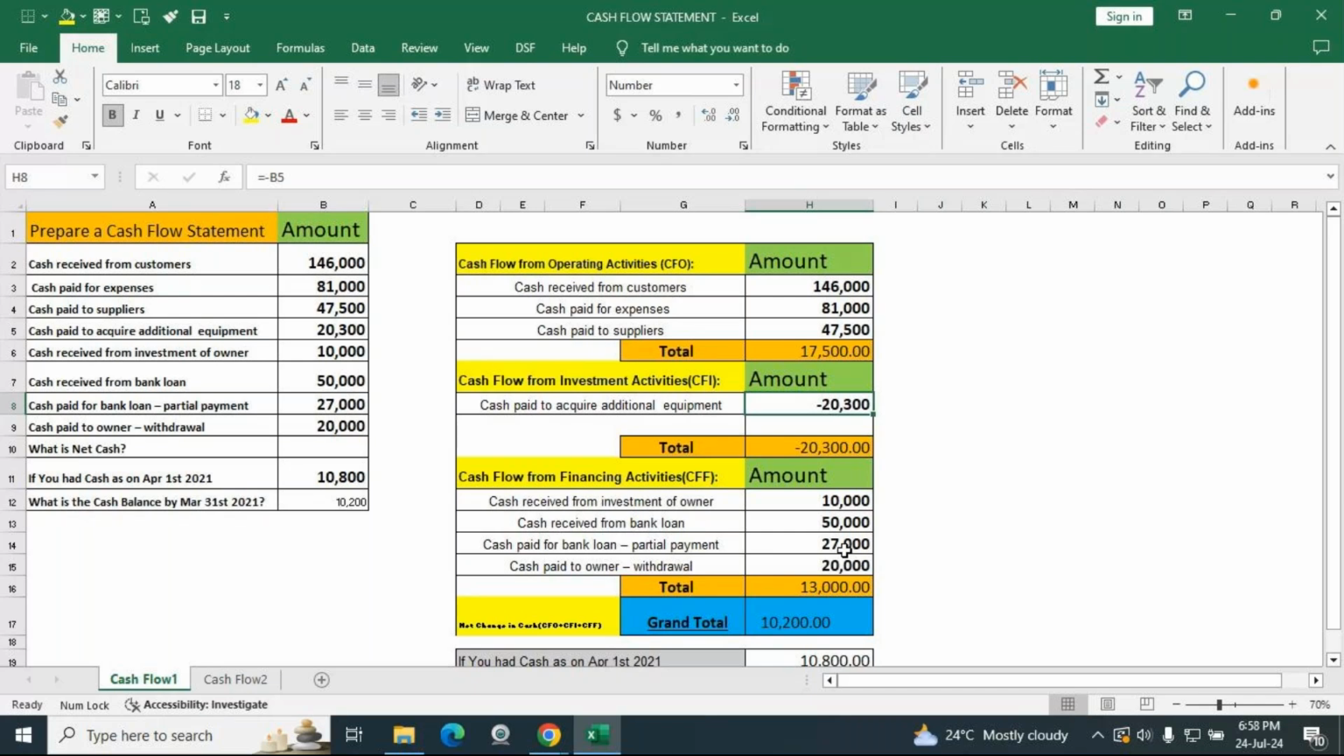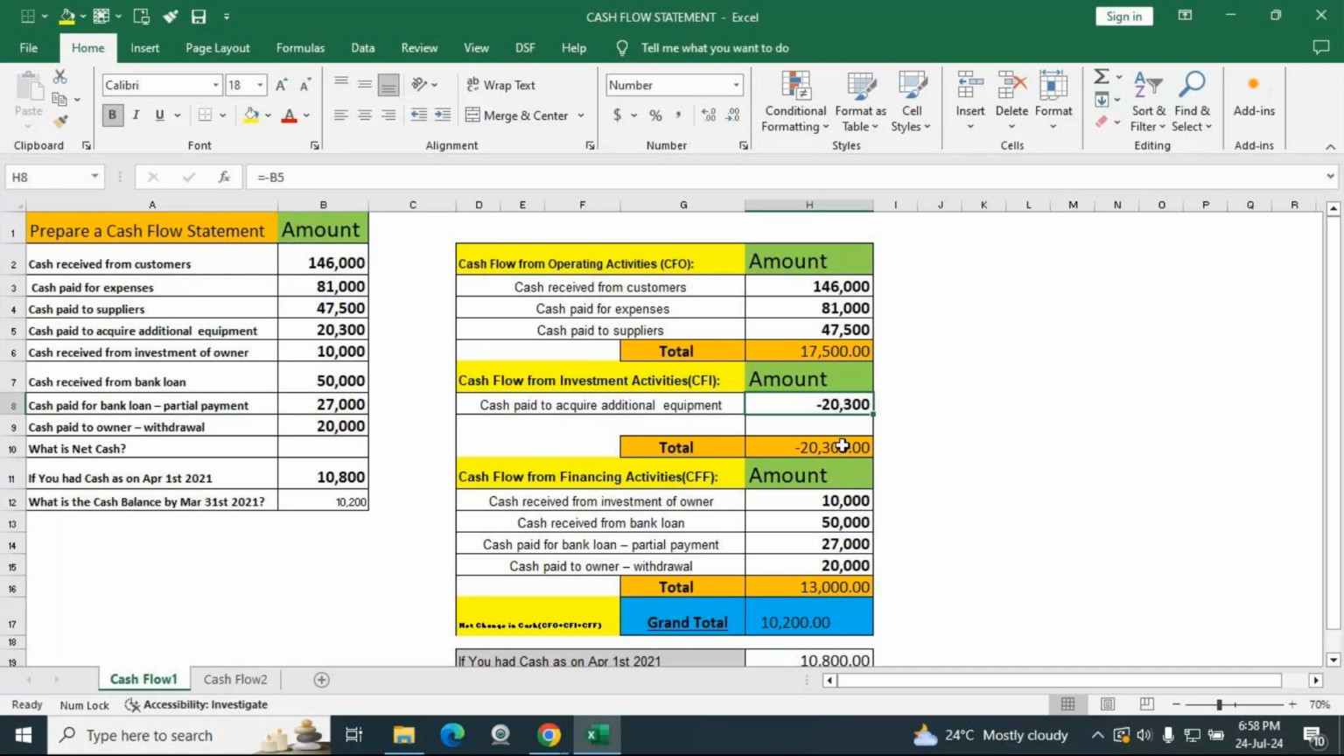Again, cash paid to the owner, whoever has done the investment. So I am making an investment in the share market. Once there is a profit, the company has to pay me back whatever I have put in. So that is cash paid to the owner. That's a withdrawal. So I'm going to withdraw that amount. So it is minus. Like this, there are certain things that take part in a business.